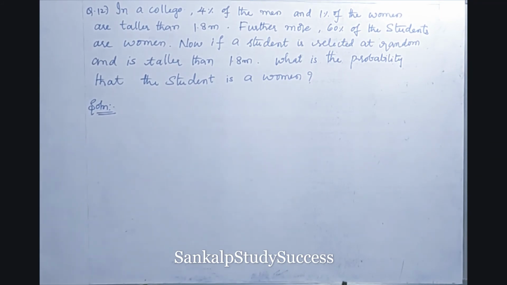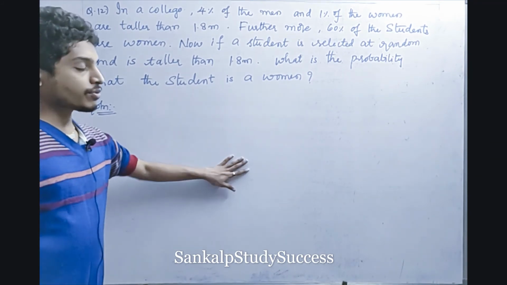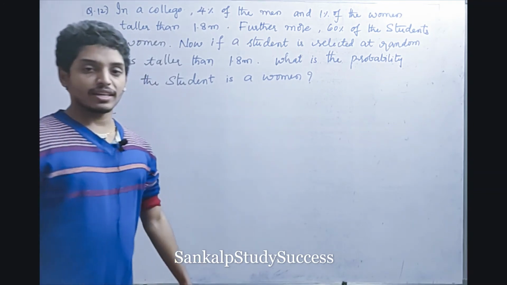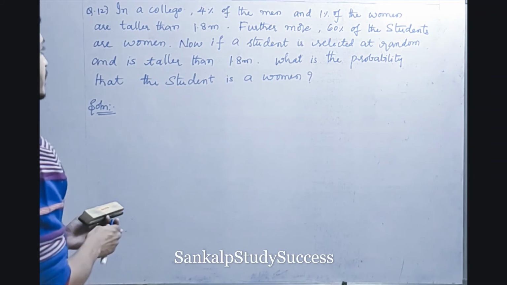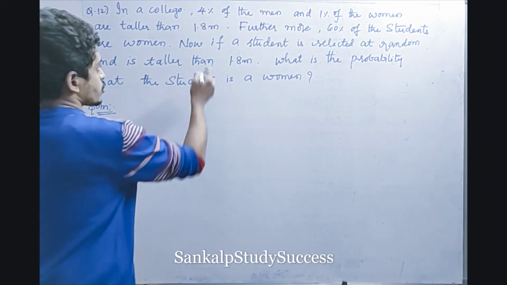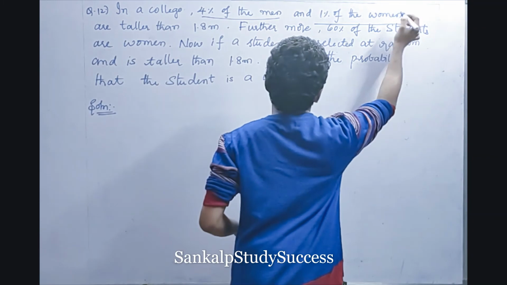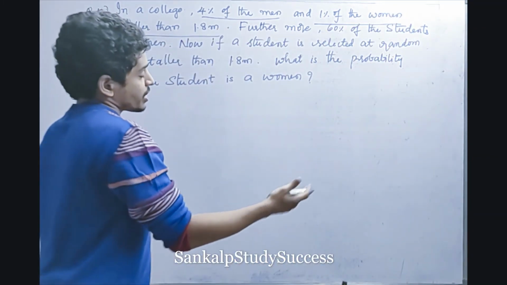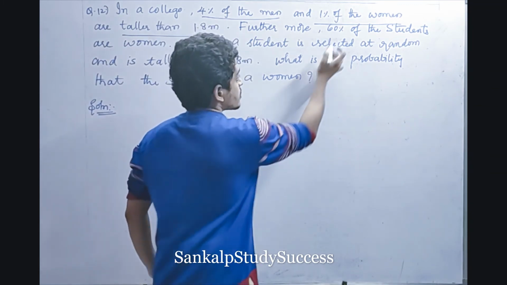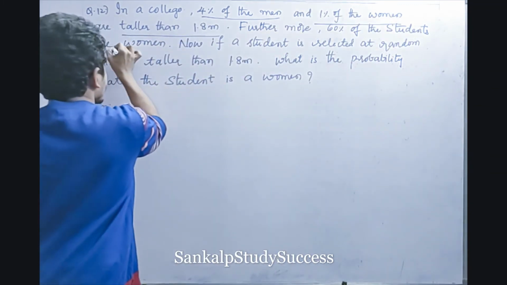So now, friends, another important question. This question is also based on Bayes theorem only. Listen carefully. In a college, 4% of the men and 1% of the women are taller than 1.8 meters. Furthermore, he has also given an extra data: 60% of the students are women.